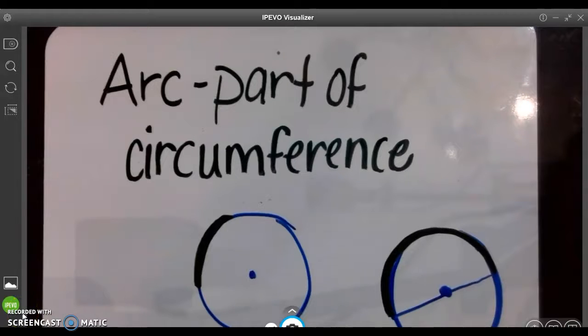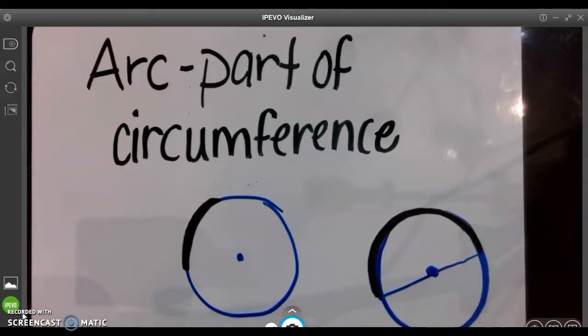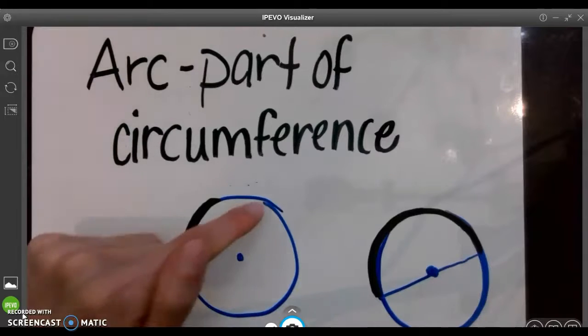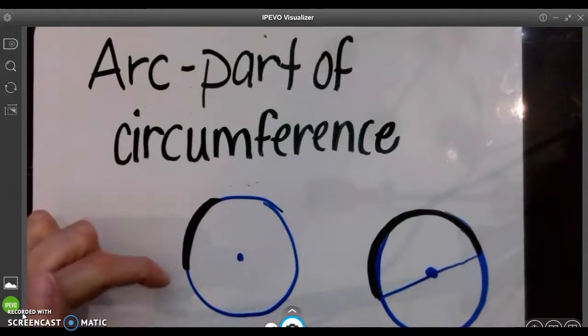I want to talk about some vocab words before we talk about the assignment that you're going to work on today. The first one is not new to you, an arc. So you are familiar with arc, and arc is part of the circumference of a circle. So we didn't define it that way, but now that you know circumference, remember circumference is completely around a circle like the perimeter. And so arc is just a portion of that.